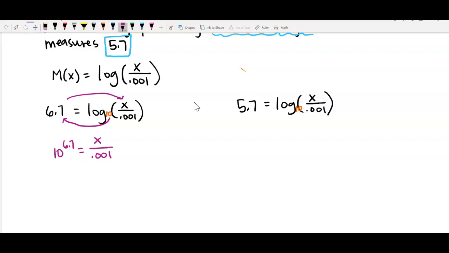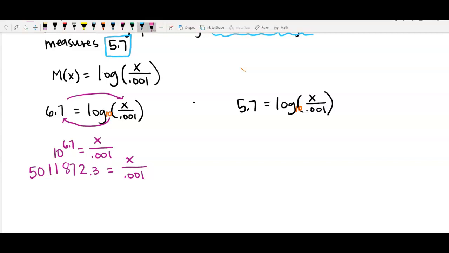Okay, so I get this number that's like 5011872, right? And maybe I'll just go out to 0.3. It keeps going more than that, but let's just go out to at least there, right? And that equals x over 0.001, right? But now I need to solve for x, and right now it's being divided by 0.001.